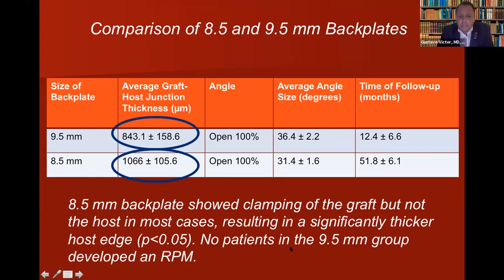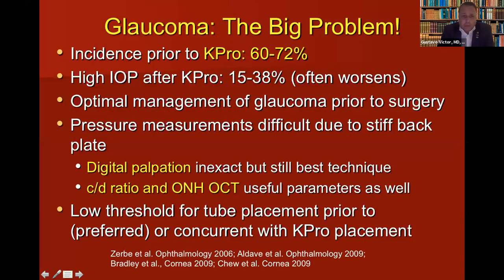No patient in this study with the 9.5 millimeter group developed a retroprosthetic membrane. Glaucoma is a very big problem in these patients, because we can't measure and manage the IOP as we usually do in a normal patient, given the surgery in the eye. The incidence is also very high, 60 to 72%.